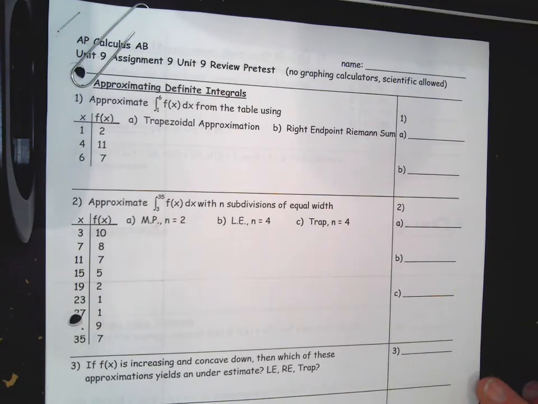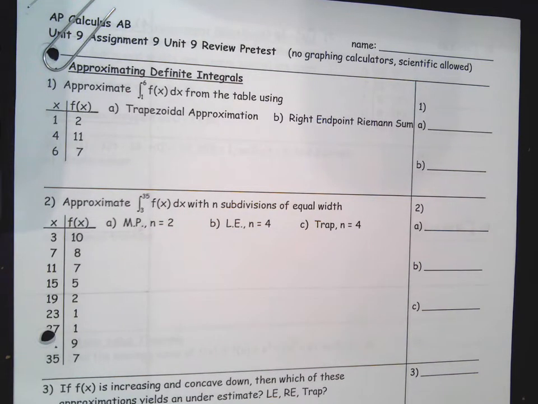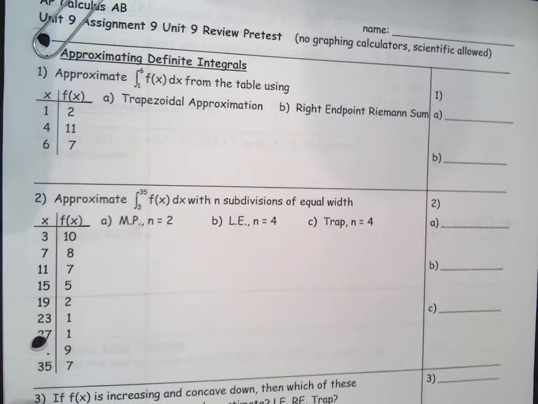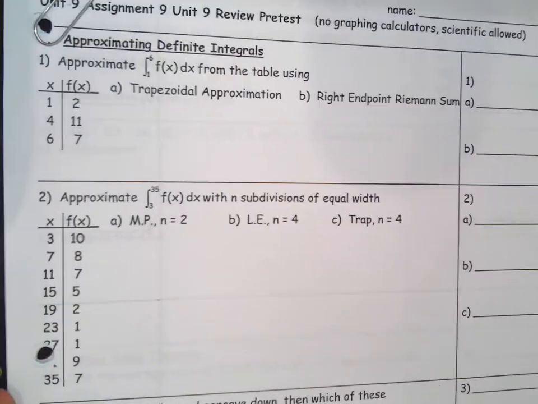AP Calculus AB, Unit 9, Day 9, Office Hours. This is the pretest. You should have tried these all on your own and try to use this as sort of a practice run going towards your test.